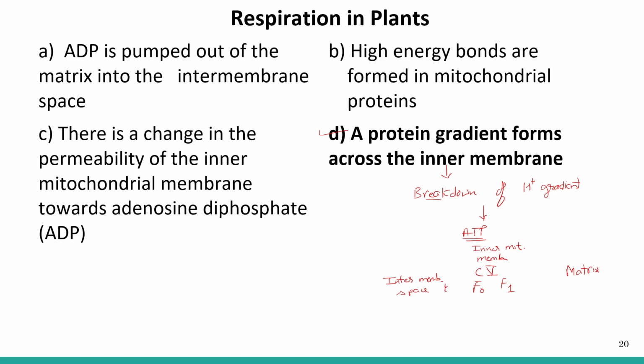Okay, protons flow through this F0, which is known as the transmembrane ion channel, and then there is a conformation change in the F1, which leads to the formation of ATP from ADP and inorganic phosphate.